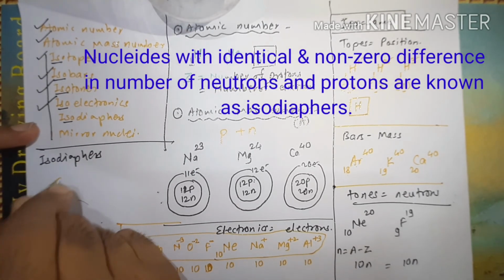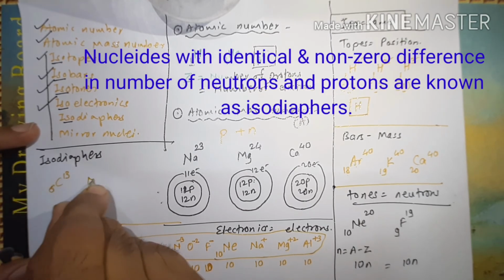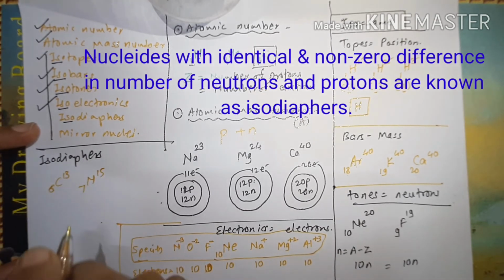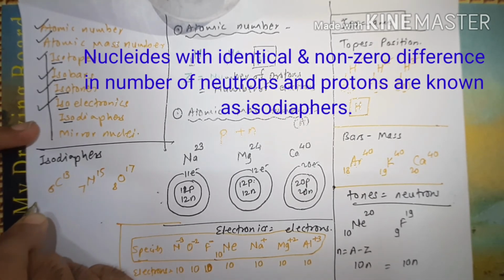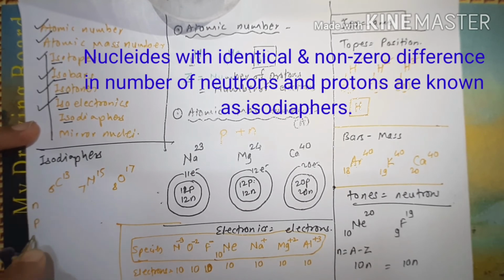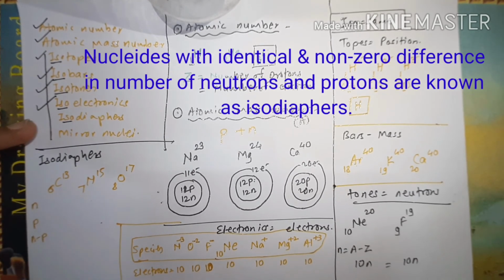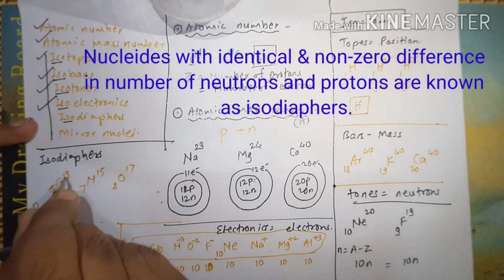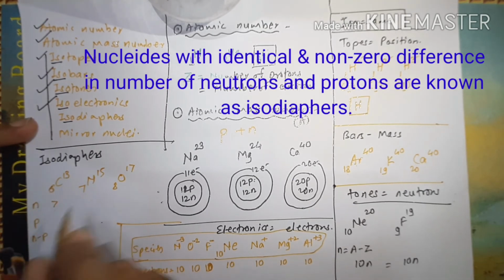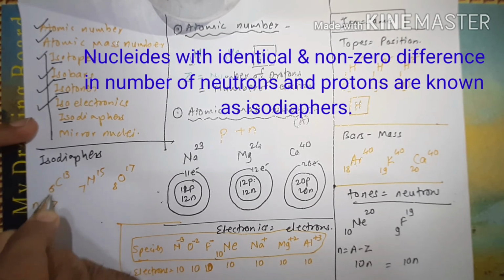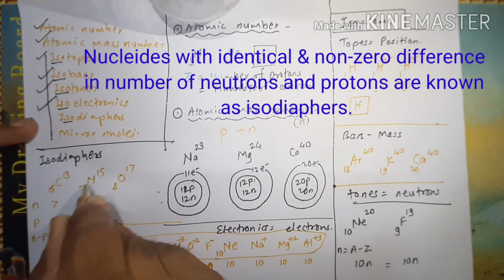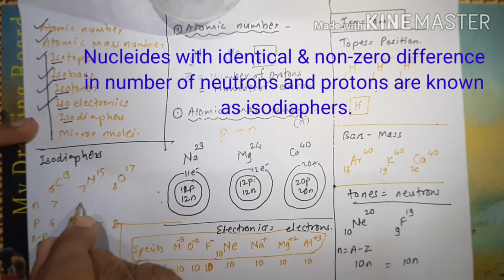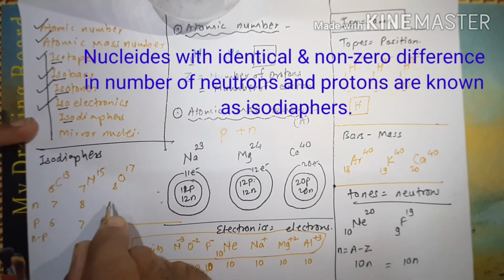C-13 (atomic number 6), N-15 (atomic number 7) and O-17 (atomic number 8). Here I'll write first the number of neutrons, then the number of protons, then the difference. The number of neutrons is 13 minus 6, 7. Number of protons, the atomic number, here 7 and here 8. Number of neutrons: 15 minus 7, that is 8. Here 17 minus 8, that is 9. So these are the numbers of neutrons.